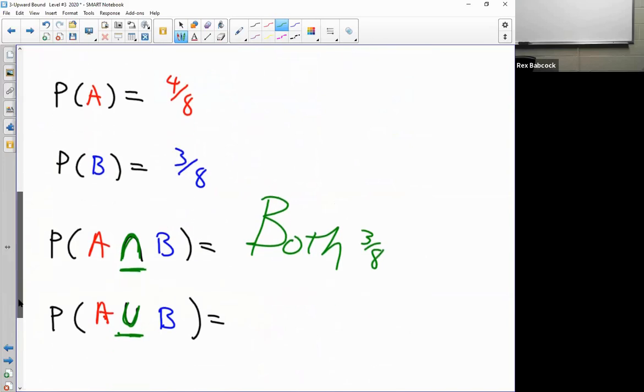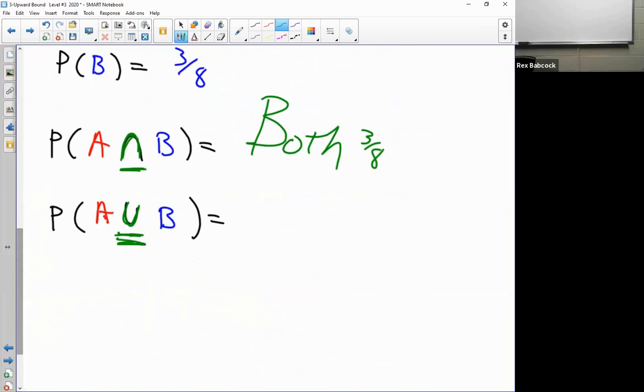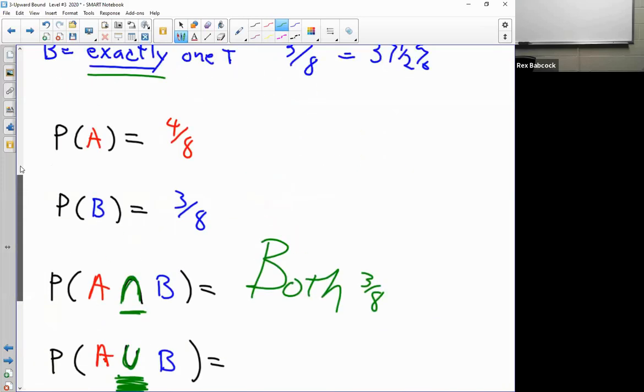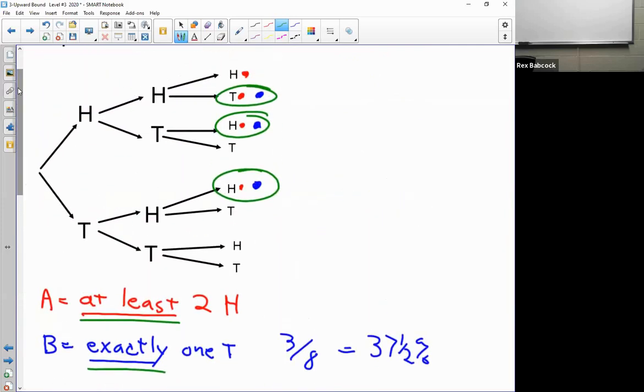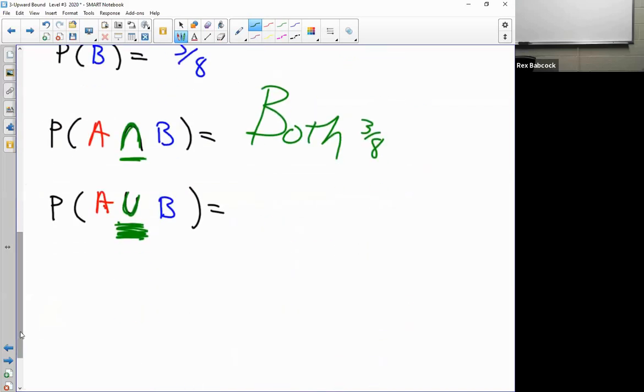Go right below it, and it says, what is the union? Union, put them both together, count everything. So if I count everything, here's 1, 2, 3, 4. Some of them are used twice, but it doesn't matter, I only count them once. So in that case, the answer would be 4/8, the probability of 1/2.